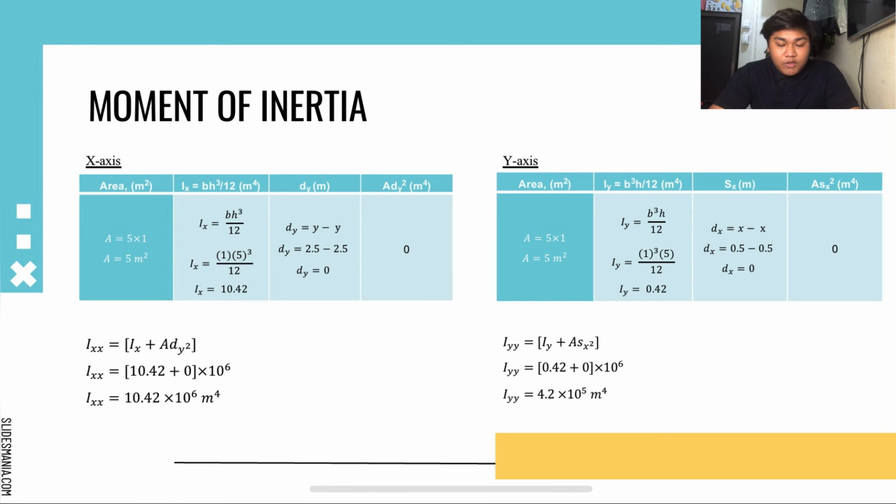Next, for the moment of inertia, for X axis, IXX is 10.42 exponent 6 meter 4, and for Y axis, IYY is 4.2 exponent 5 meter 4.